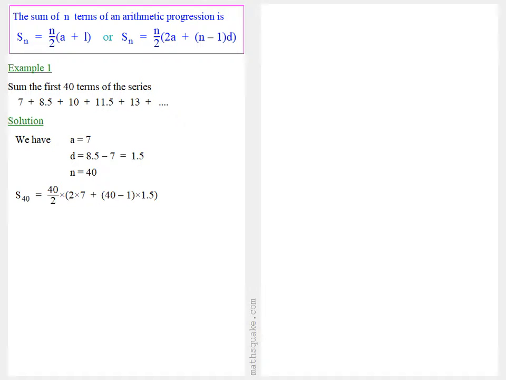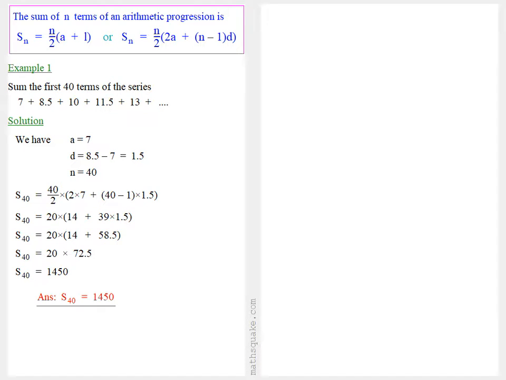So S40 is equal to 40 over 2 into (2 times 7 plus (40 minus 1) times 1.5), which is equal to 20 times (14 plus 39 times 1.5), or 20 times (14 plus 58.5), which is 20 times 72.5. So S40 is equal to 1,450. In other words, the sum of the first 40 terms is 1,450.